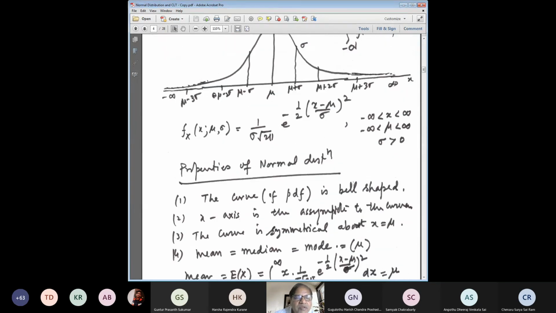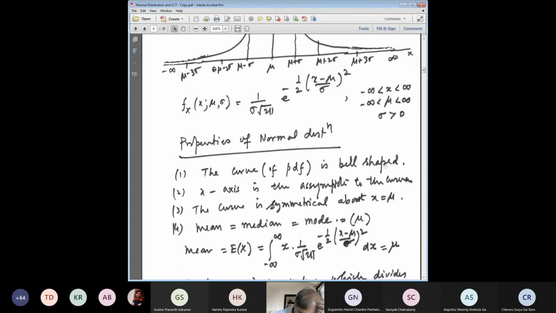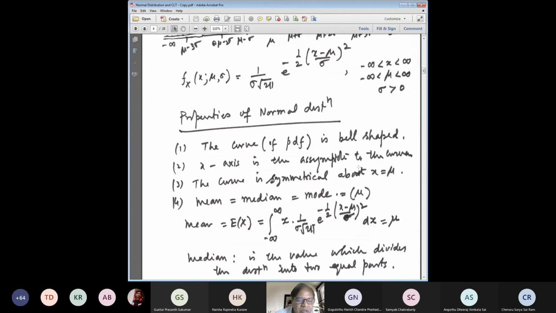It's symmetrical about x equal to mu, so that is also easy to verify. Mean, median, mode, they are all equal. Mean is the central value, which we represent by the expected value of x. The usual procedure is calculating the expectation of a random variable, x times f(x) dx. If you simplify this integral, you will get mu. But instead of simplifying this, I will show you the general form of the moment generating function so that you can derive all the moments.